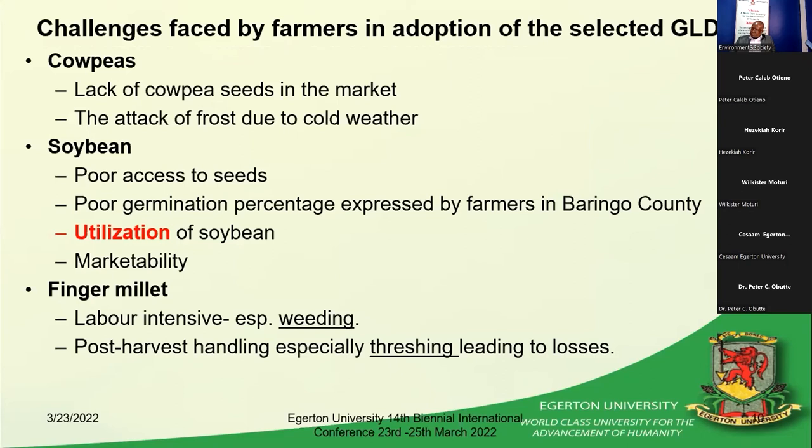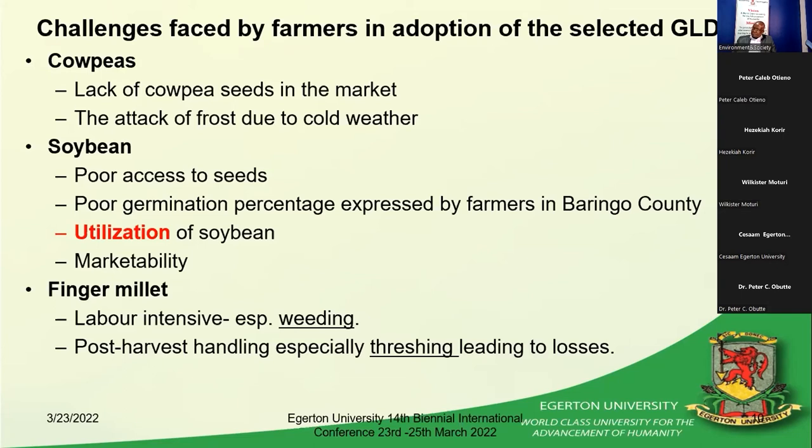Then we wanted to look at the challenges that the farmers face when growing the selected GLDCs. In terms of cowpea, what came out is that when farmers go to the market, they lack the cowpea seeds, so they don't know which seeds to buy which is suited for their area. Some farmers in Laikipia and other areas say that during the cold season, the cowpea is attacked by frost. When it came to soybean, the same, there was poor access to seeds.